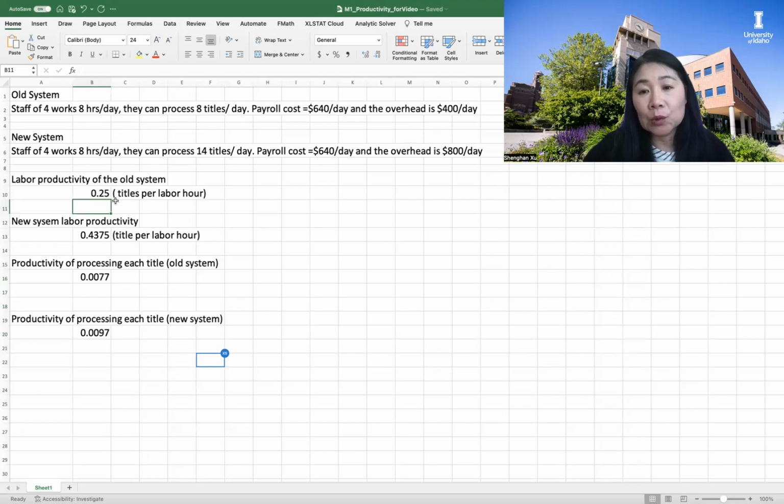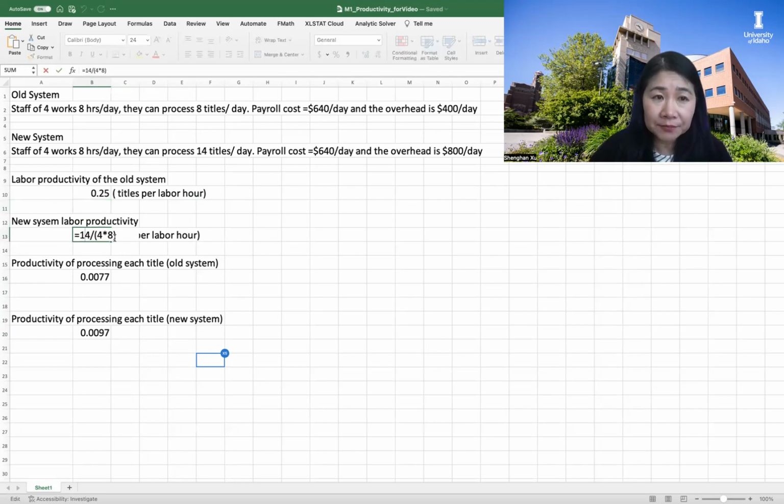Now, the unit associated with the productivity is very important. Every time you finish the calculation, you have to write down the unit associated with it. The 0.25 means 0.25 titles per labor hour. So each hour, we can process 0.25 titles.